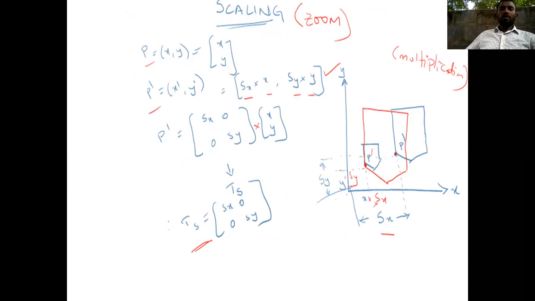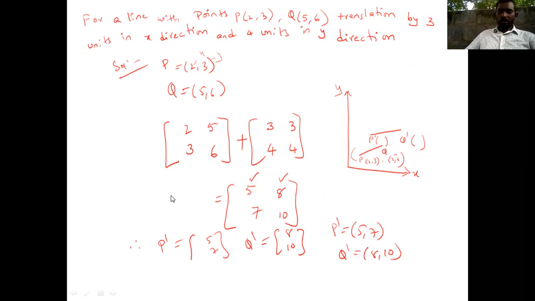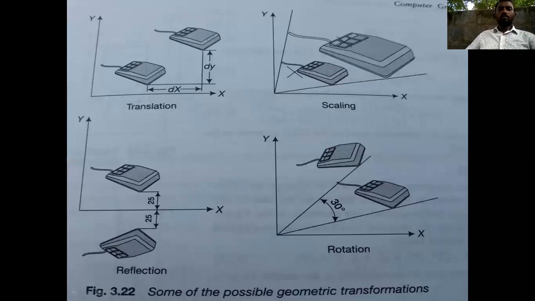So the first one is scaling. Scaling is nothing but multiplication, just zooming. See here in the figure: this is the initial object, and the final object is increased. We are changing the dimensions and size of the object, just zooming in. You can see on the big screen that compared to the initial one, it is bigger. So scaling is just zooming.